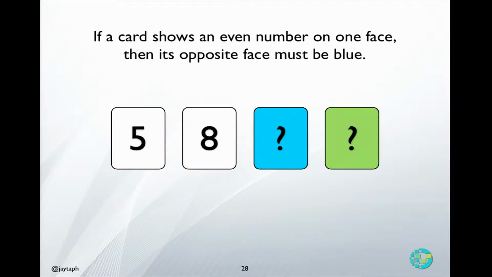So let's go back to that same question again. If a card shows an even number on one face, then its opposite face must be blue. Should we turn over the 5? It's not an even number, so we don't care. The 8? Yeah, because it has to be blue on the other side. The blue one? No, because it doesn't matter. We only said that if it's even, it has to be blue, but others could be blue as well.